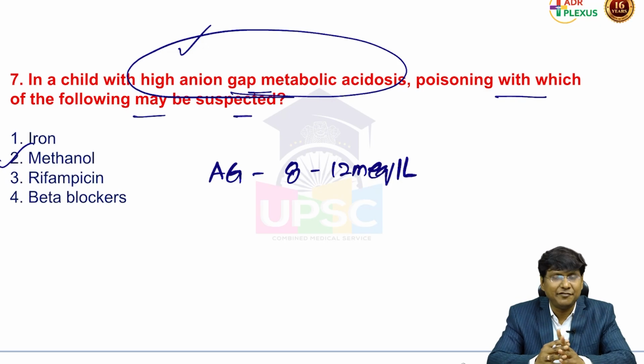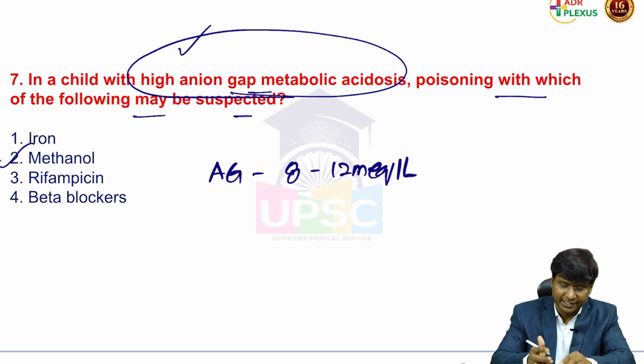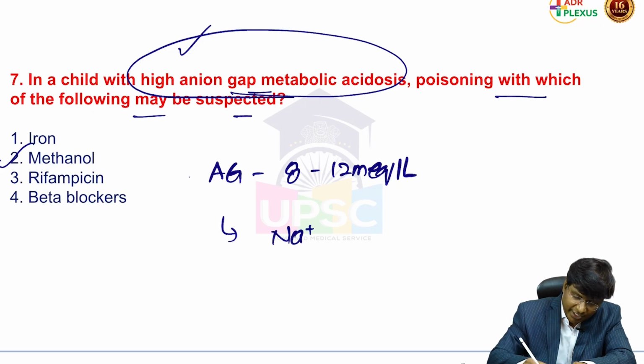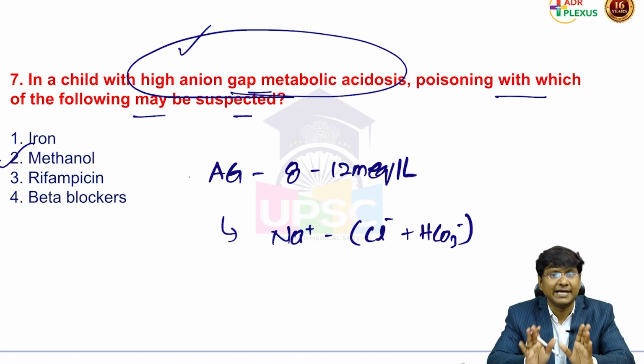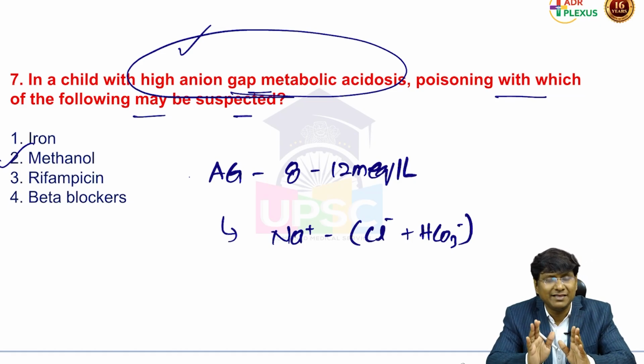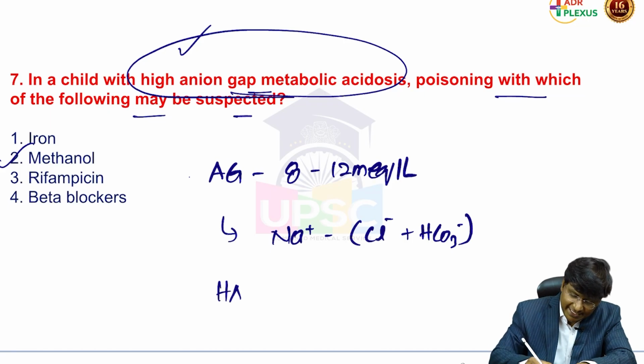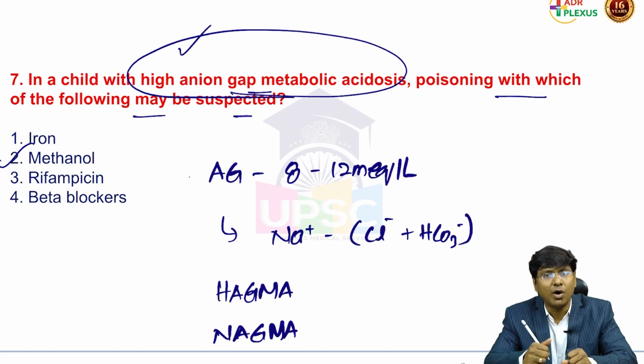And the anion gap we usually calculate in individuals with metabolic acidosis. How do we calculate the anion gap? Anion gap is calculated as sodium minus the sum of chloride and bicarbonate levels. That should be calculated in individuals with metabolic acidosis. There are certain conditions where you have high anion gap metabolic acidosis, and certain conditions where you have normal anion gap metabolic acidosis.